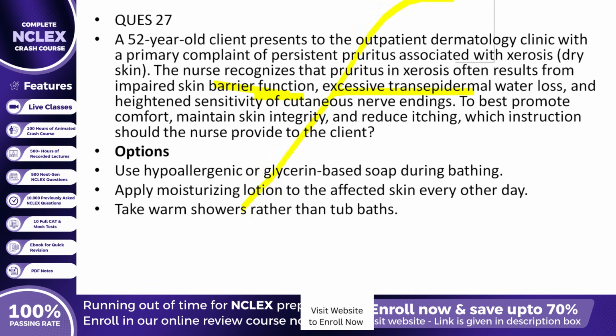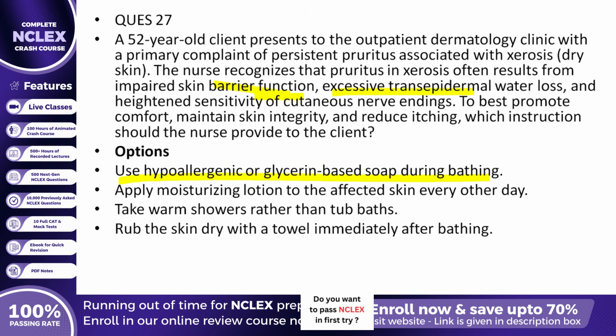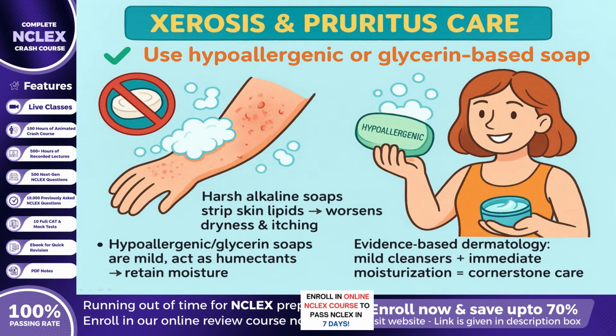The correct answer is option 1, advising the client to use hypoallergenic or glycerin-based soap during bathing. This choice is the most evidence-based because harsh alkaline soaps strip the natural lipid barrier, increasing dryness and itching. In contrast, hypoallergenic and glycerin-based soaps are milder and function as humectants, drawing and retaining moisture within the outer skin layers. Dermatology guidelines emphasize pairing these cleansers with immediate moisturization as the cornerstone of xerosis care.